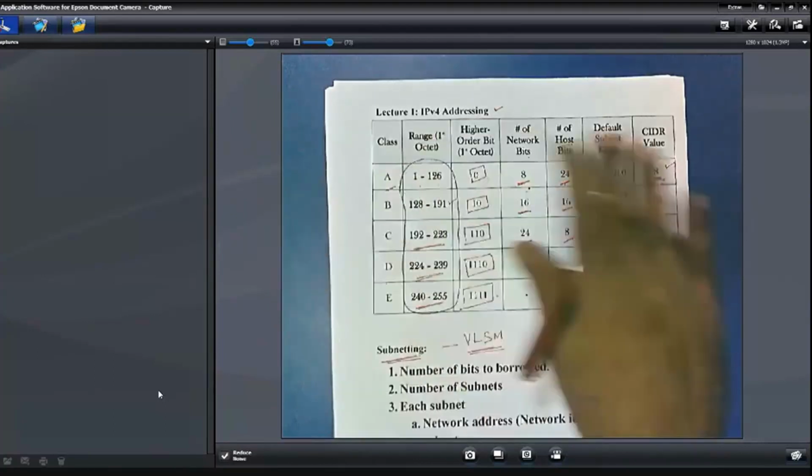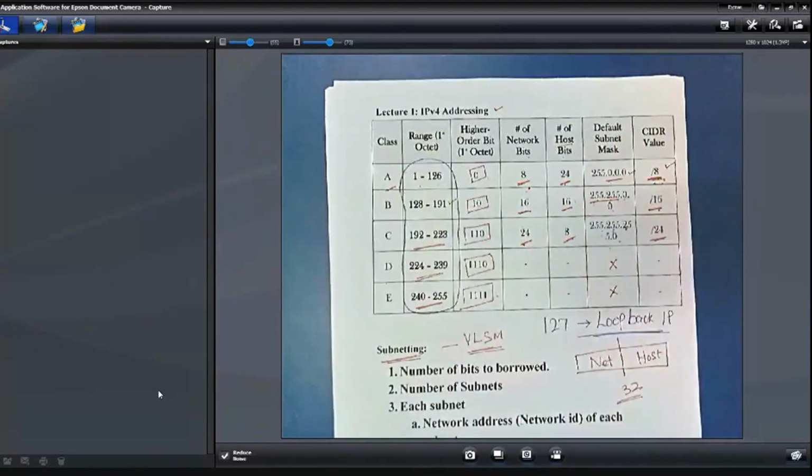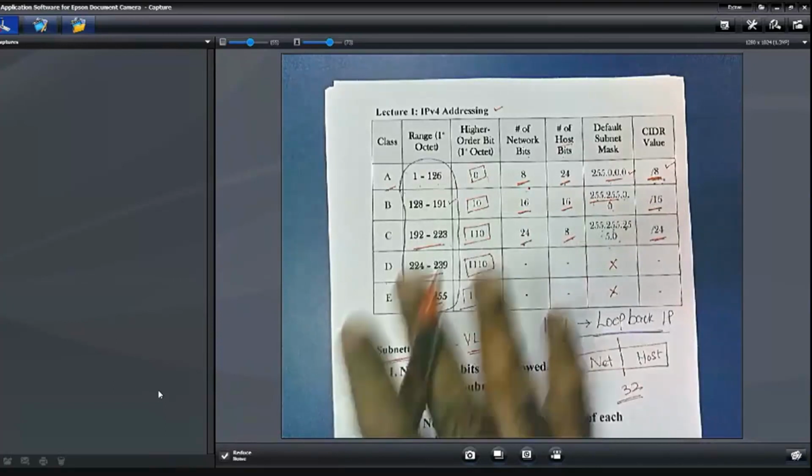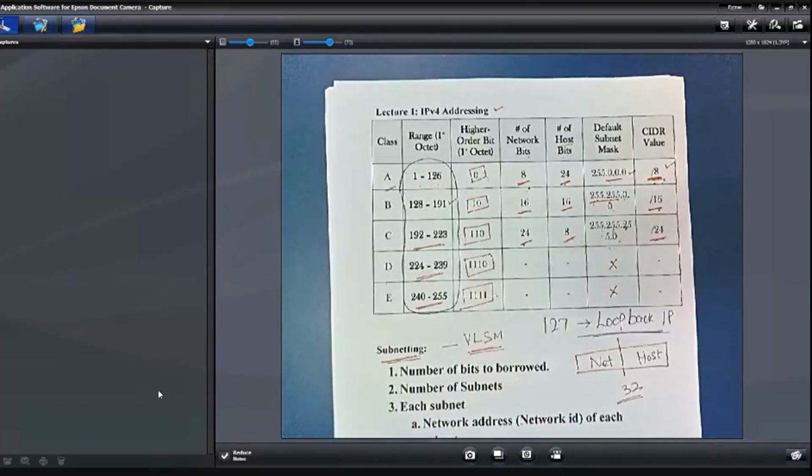So this is about the IPv4 addressing concept. If you have any doubt in this, you can ask me now, only in this table. Is it okay? Is it clear? Speak. Is it okay? Yes. Now, okay, very good.